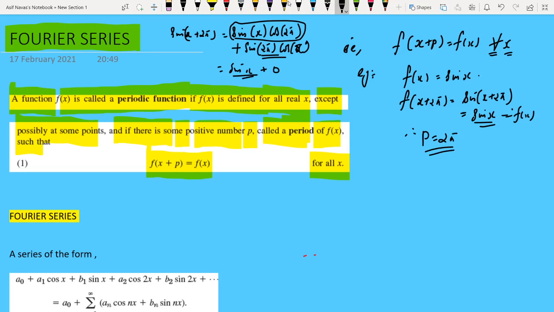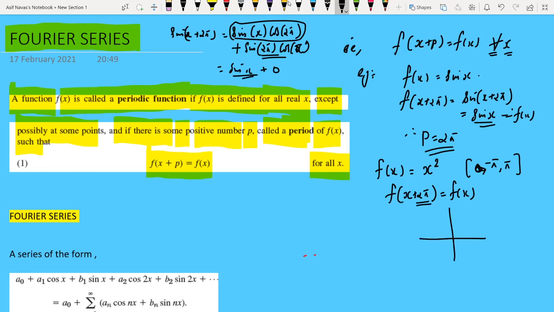Similarly, we can define any function as a periodic function with a period. So if I define x square on the interval minus pi to pi, then I will define f of x plus 2 pi is equal to f of x. So this is my real function on minus pi to pi. Now I am extending this function to pi, 2 pi, 3 pi. I am extending this function from pi to 3 pi like this. Similarly, I will define it like this.